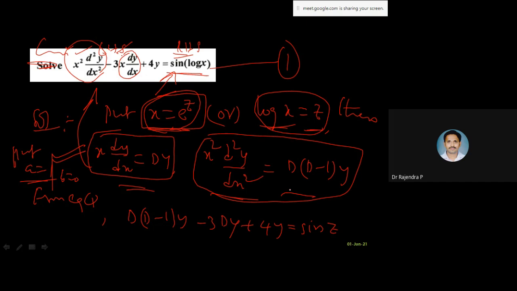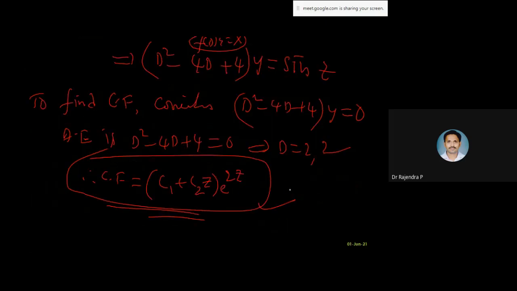Is it clear? So I have x square d square y by dx square, this is the x square term, and this is minus 3 times x dy by dx. So it is very clear which form this is.